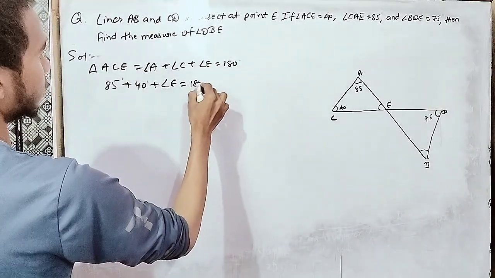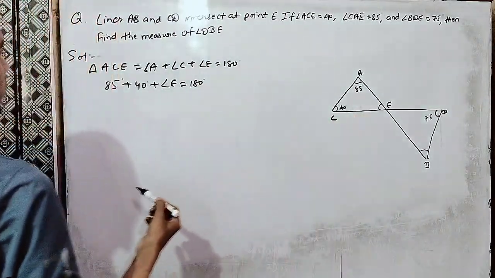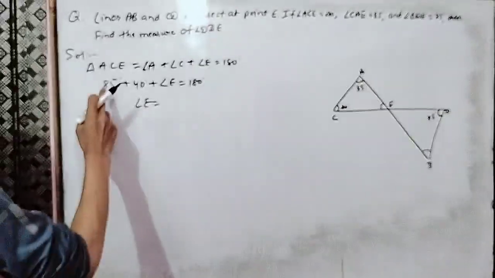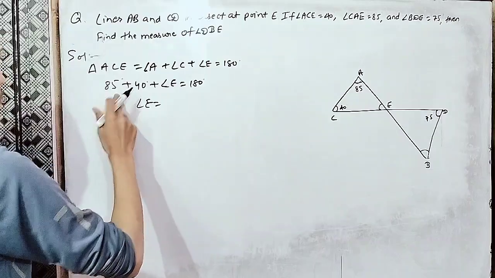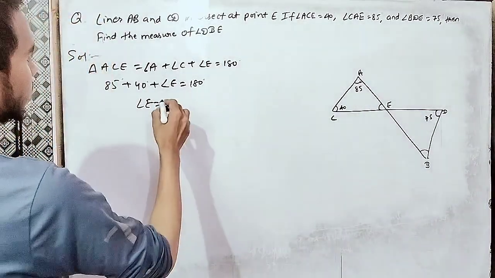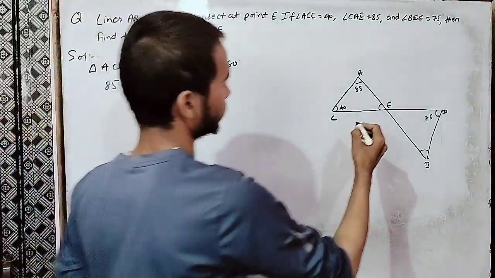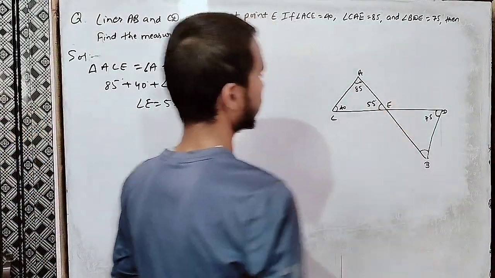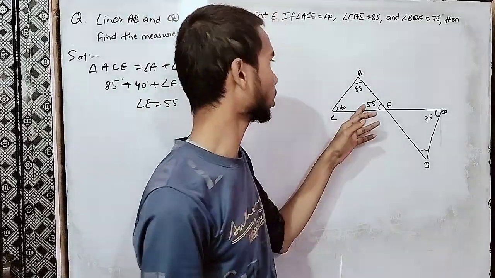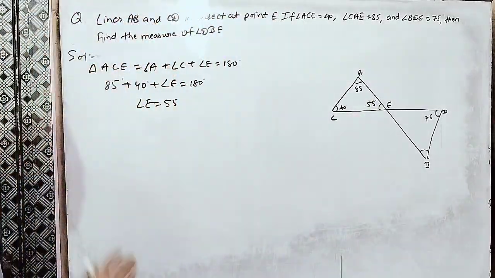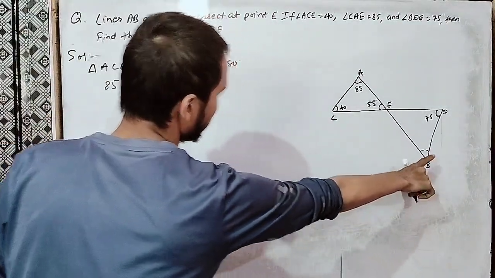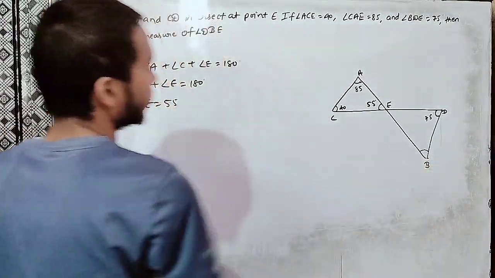the value of this 180. We are talking about this angle, E. 180, 40, 125, then 55, then 55. 80, 120 and 60, 180. And this is correct. And our point is to find the value of this angle.